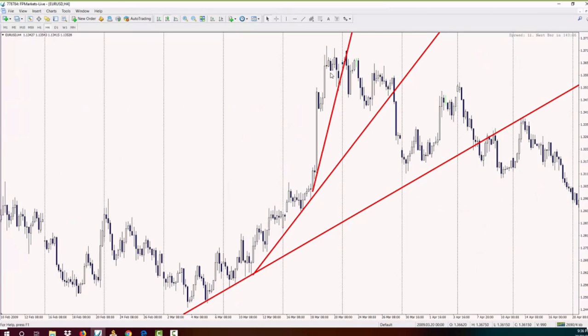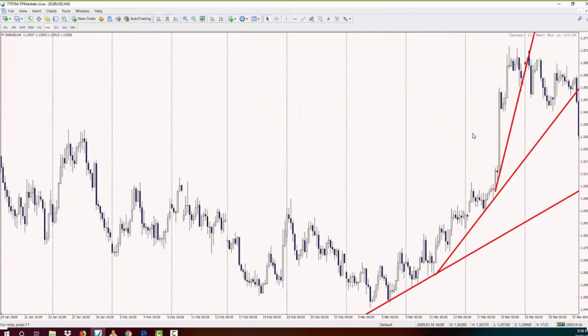So what you're looking for is a really wicky exhaustion candle. And in this case, you have one right here on March 19th. How about that? That was 2009. That was about 10 years ago to the day. How about that? So let's zoom in here.